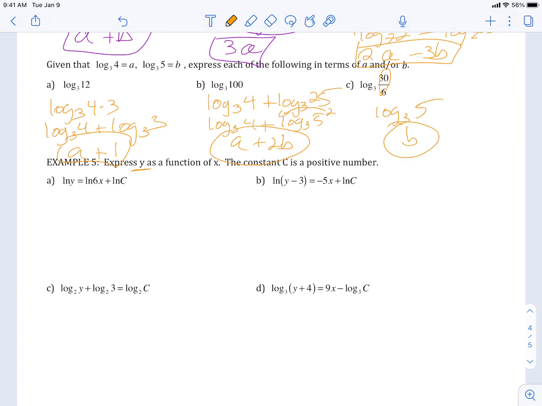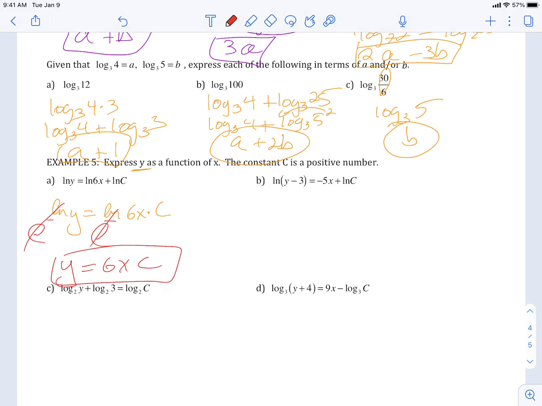So we're trying to get y by itself. And so I'm going to try to condense into a single logarithm. Natural log of y is equal to the natural log of 6x times c. And when you have the natural log on both sides, think of it as raising both sides using e to the, on both sides. So it's e to the natural log of y equals e to the natural log of 6xc. And that gets rid of the natural log, and we're left with just y is equal to 6xc.